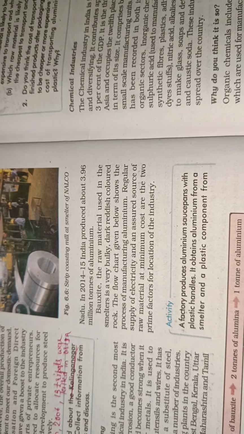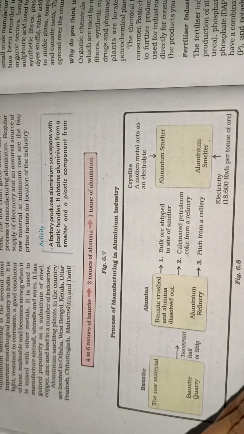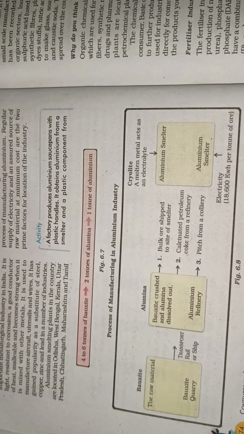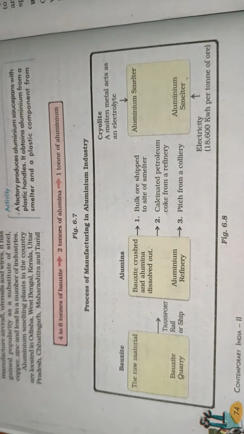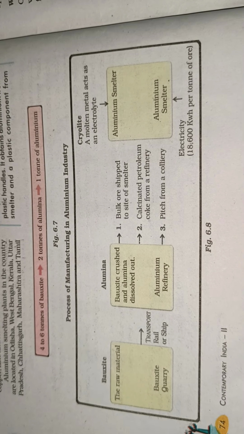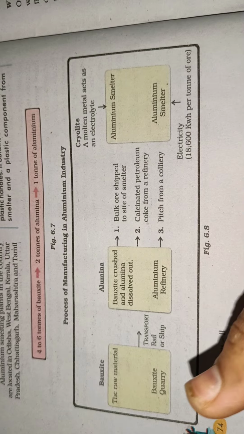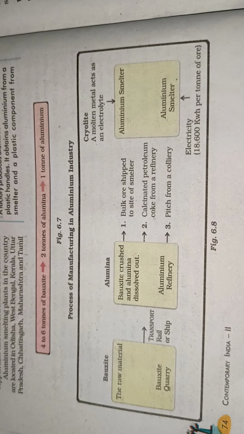Then the flow chart given below shows the manufacturing of aluminium. In this paragraph it is saying that the description for manufacturing aluminium is given in this table, and this table has a step-by-step process for making it possible. First of all we have the raw material, bauxite, okay, and then it is transported by rail or ship to the aluminium factory where we can refine it. Okay, it is crushed and dissolved.